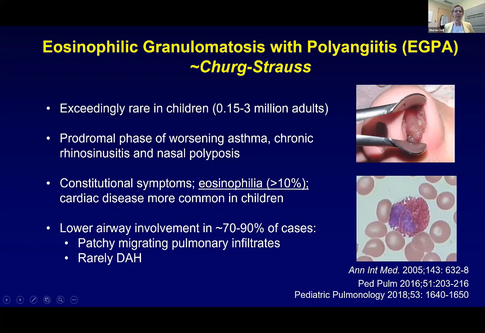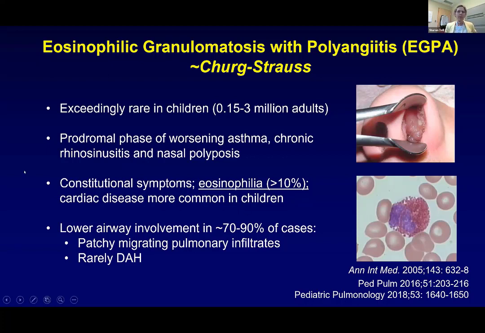And usually they have this prodromal phase of worsening asthma symptoms. They've had chronic rhinosinusitis and nasal polyposis. They also often have constitutional symptoms with weight loss. And if you do blood work, they have eosinophilia.